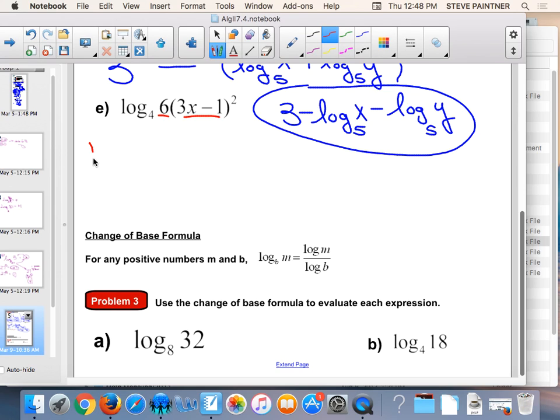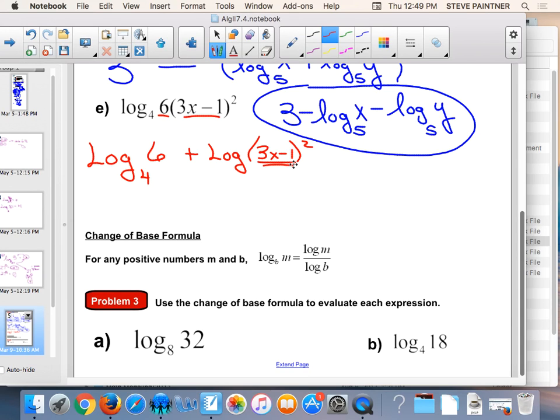Multiplication. You need to go to what? Addition. Log of 6 plus log of this number. The next number multiplied is 3x minus 1 squared. So really what's going on is multiplication, split it into addition, then look at it and say, is this an easy one? Do we know the answers? 4 to what power is 6? No, that's not easy. Just leave it alone. Log of this number raised to the second.